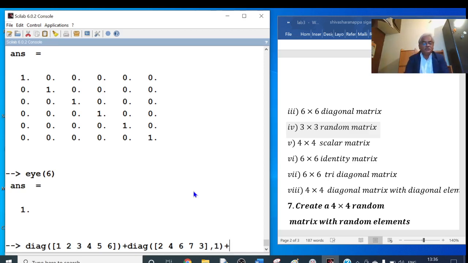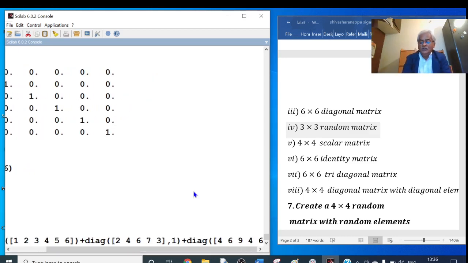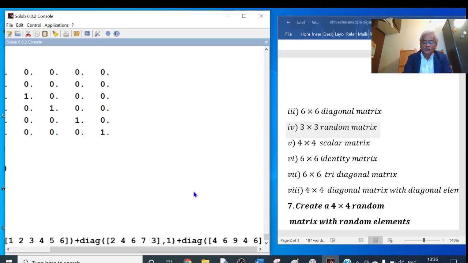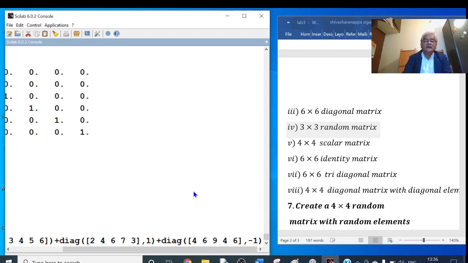That is again a 6 by 6 matrix I am creating. DIAG, open bracket, open this square bracket. Within that I will give 5 elements here: 1, 2, 3, 4, 5, square bracket close, comma, I have to give minus 1. Close the parenthesis. Now enter.